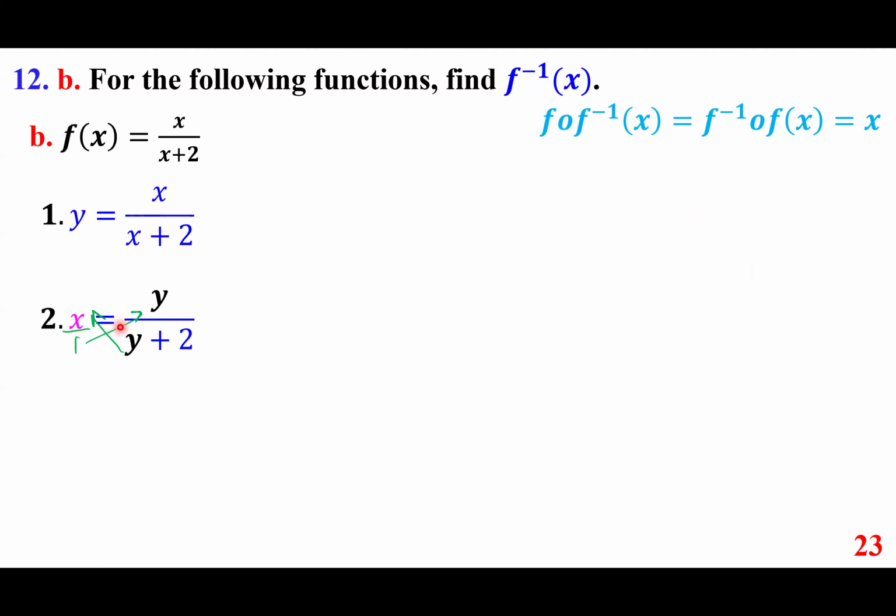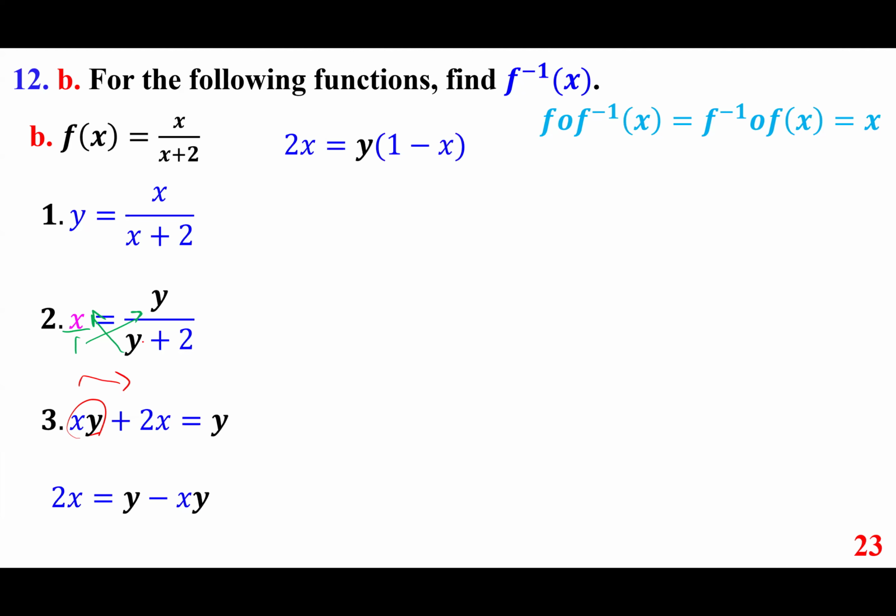So x times y plus 2x equals y. And since you want to solve for y, let's move this one to the right and subtract it. You factor the y out from the right side and divide both sides by y minus x. And this is the inverse, so we give it the name f inverse.